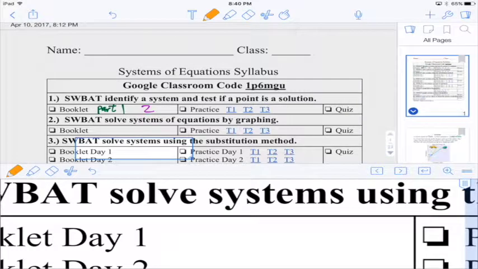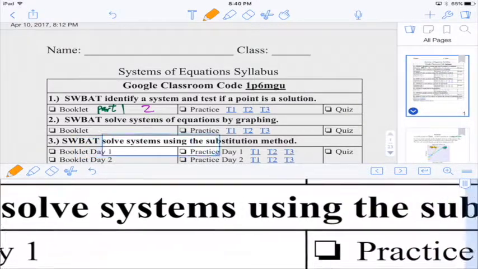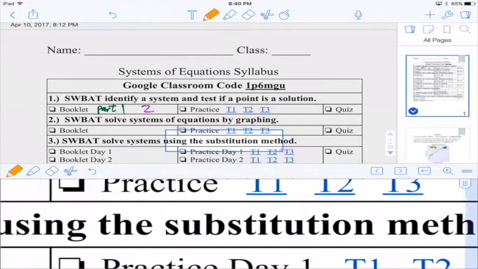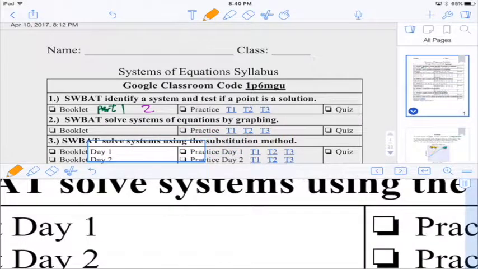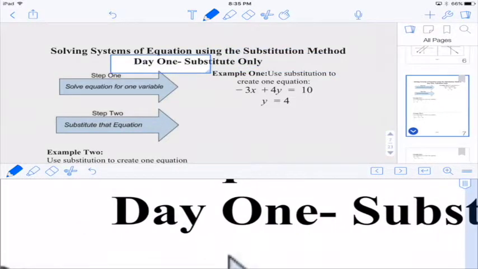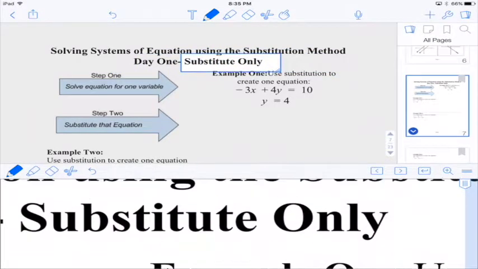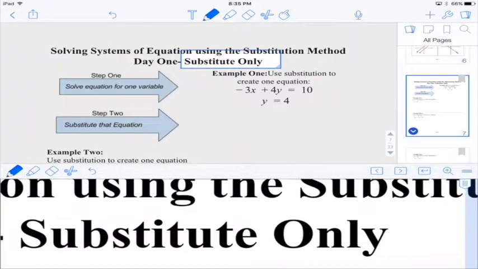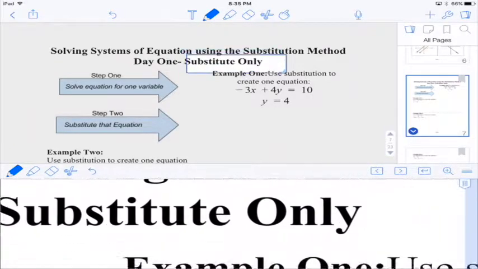All right, Algebra 1 students, we're going to solve systems of equations using the substitution method. We're going to start on page 6. So on day 1, we're only going to make the substitution. We're not going to solve it yet. It's just going to set us up.